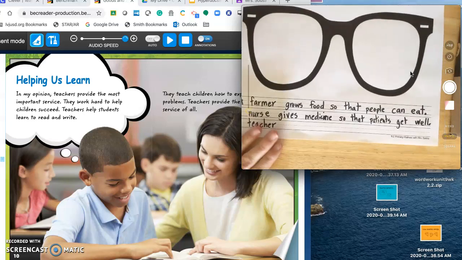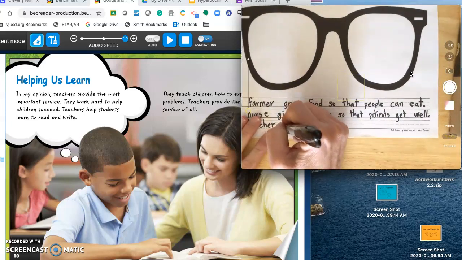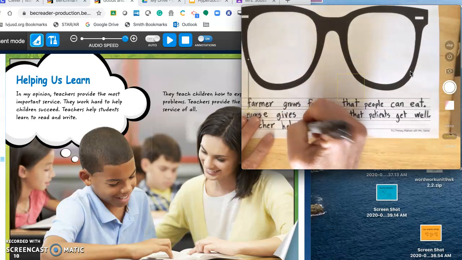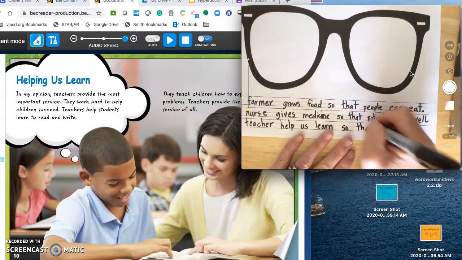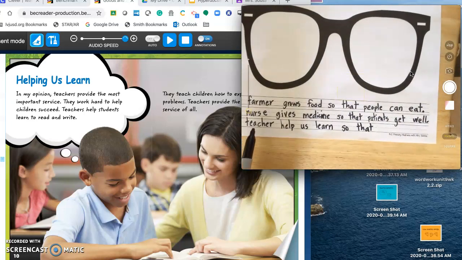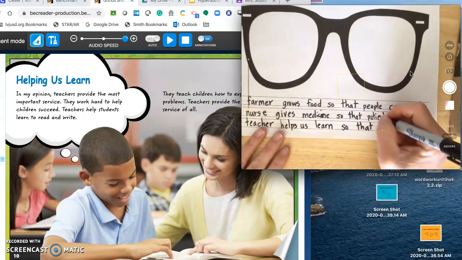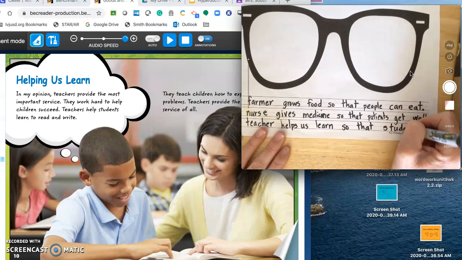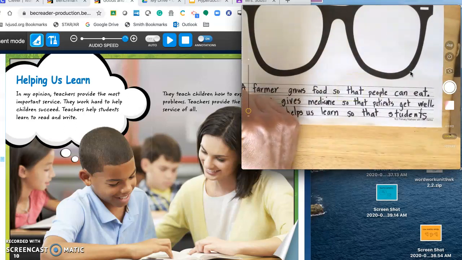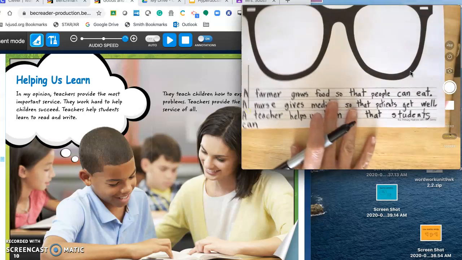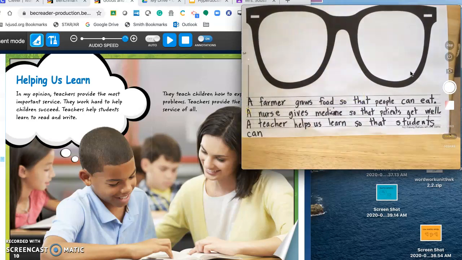Okay, I would like you to pick something that a teacher does. A teacher helps us learn so that, okay, and think about who is the teacher benefiting. That's you. A teacher helps us learn so that students, if you ran out of room, you can write on the bottom or on the back. So that students can what? I want you to finish that thought on your own, okay? A teacher helps us learn so that students can, I think you can answer that one.